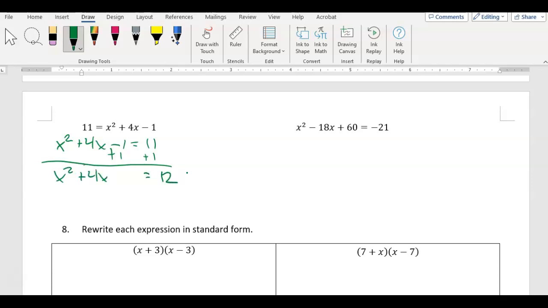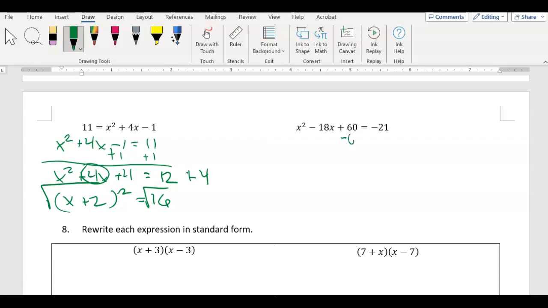And then I'm going to complete the square by taking half of this and squaring it, so plus 4 on both sides. This is now a perfect square. X plus 2 squared equals 16. You can take the square root of both sides and continue on. You should, again, have 2 answers.